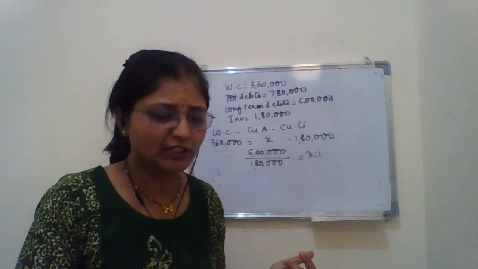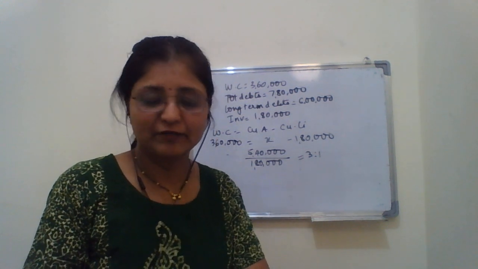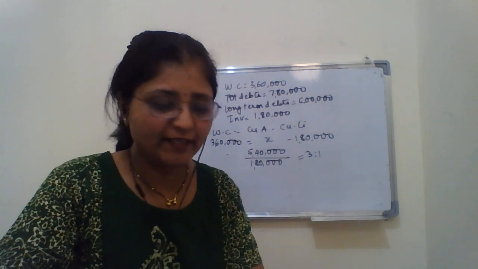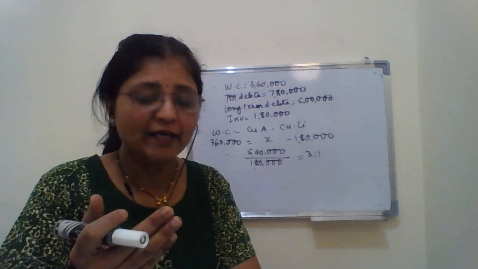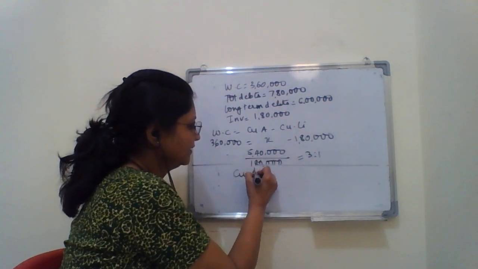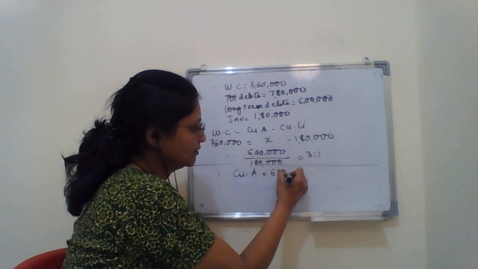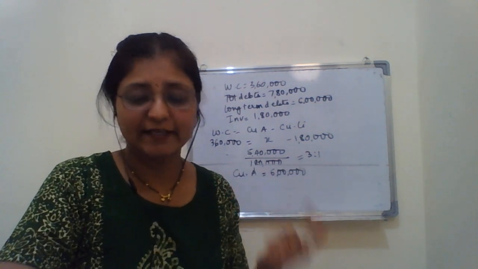Another example which I wanted to discuss is exercise problem 31. Total assets are 11 lakhs. Fixed assets are 5 lakhs. So from this you can know how much the current assets are. Current assets are 6 lakhs. Then capital employed is 10 lakhs.